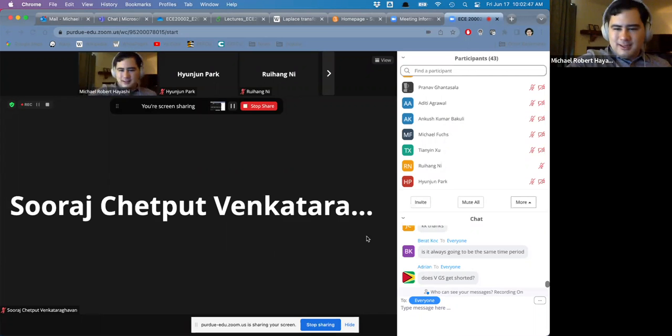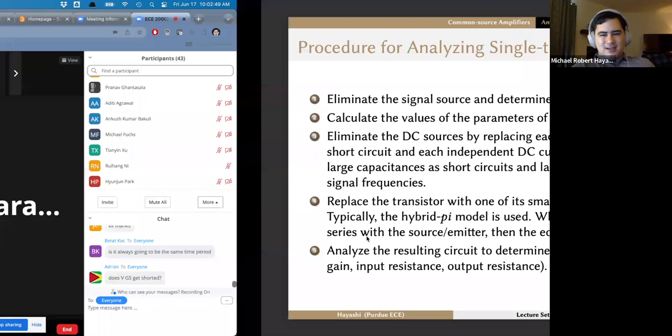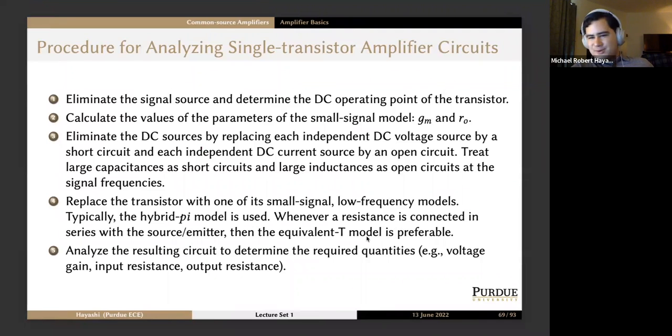All right, let's tackle some new slides, starting with slide number 69. The procedure for analyzing a single transistor amplifier circuit. The first step is to eliminate the signal source and determine the DC operating point of the transistor. If you go back earlier when we talked about how you do the DC analysis of MOSFET circuits, this is what you're doing. You completely turn off all of your AC sources.